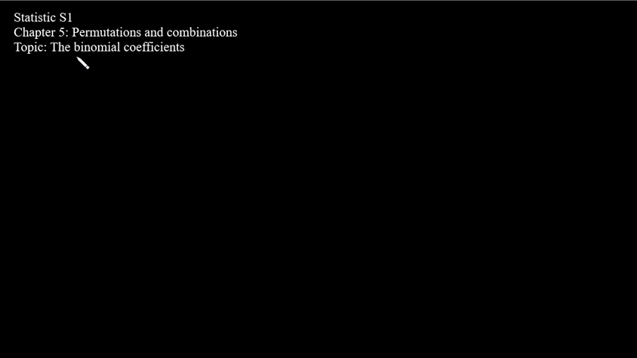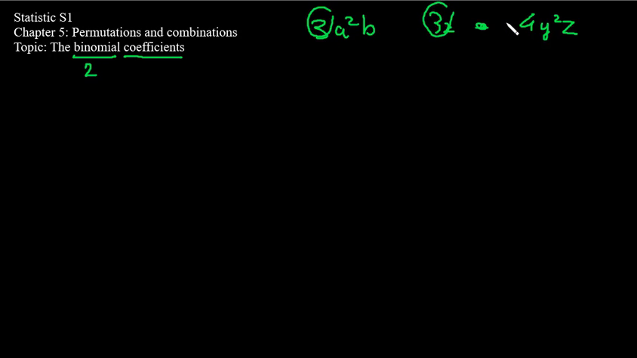First of all, you have to understand what a binomial is and what a coefficient is. Binomial has the Latin prefix bi, which all of you know means 2, and a coefficient is the number in front, like in 3a squared b, or 3x, or maybe 4y squared z. So the number 3, or 4, are coefficients. They indicate the number of times of a variable or a function.